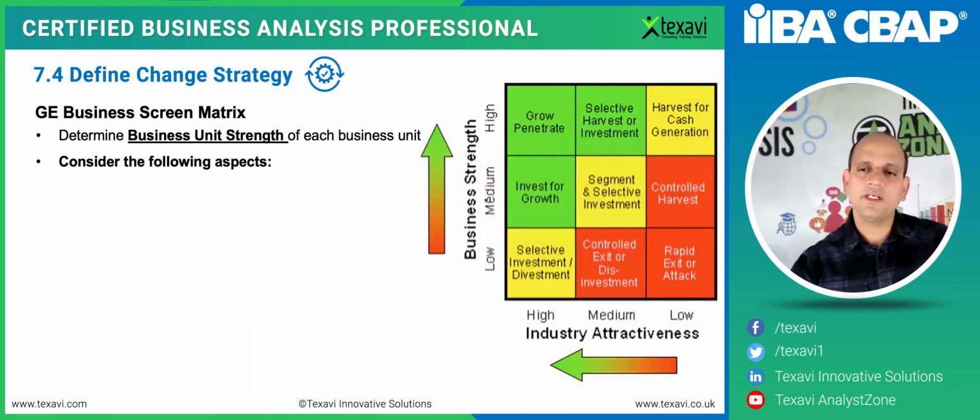So this is pretty much how it looks. We've got the business unit strength of each of the business units. That's considered on one aspect, and that's the y-axis. And then what we plot on the x-axis is what we call the industry attractiveness. How attractive is this industry?